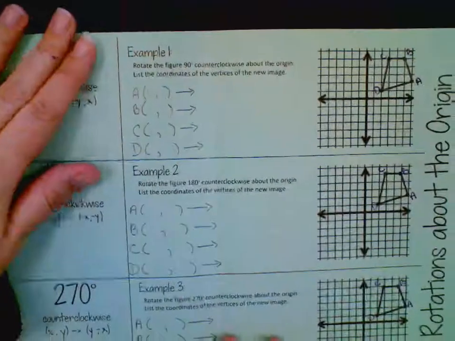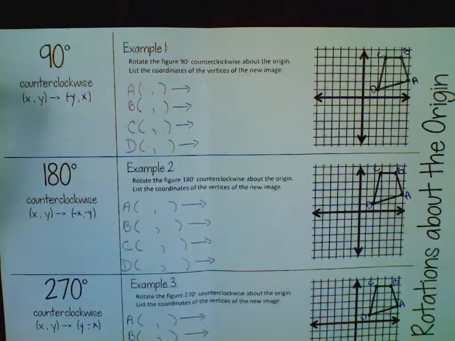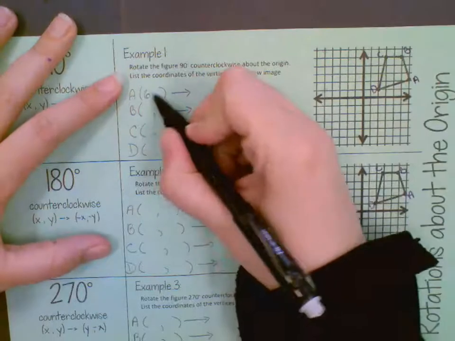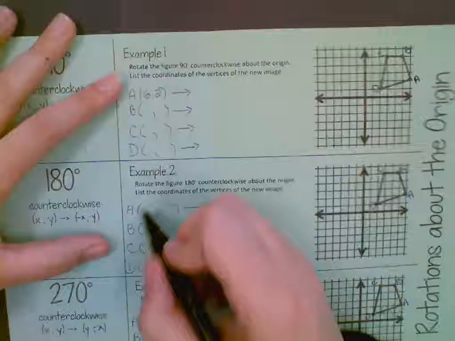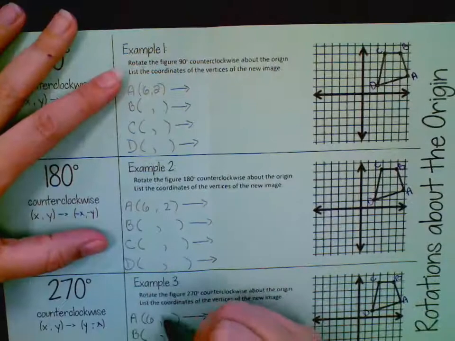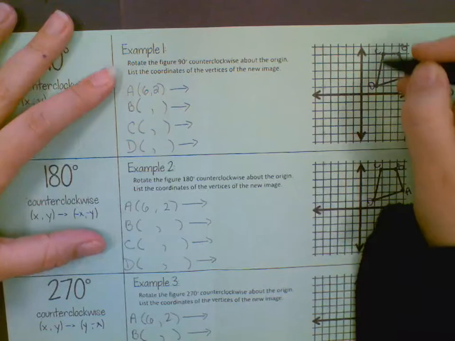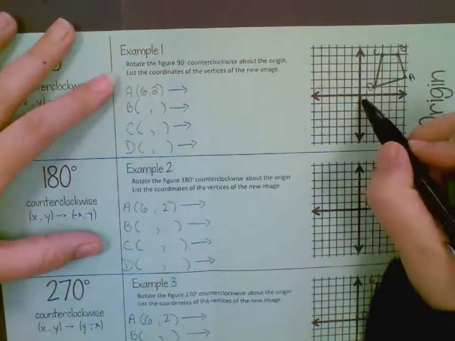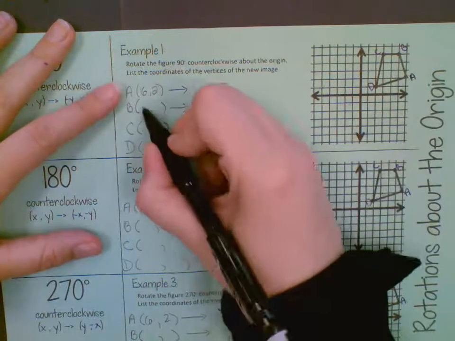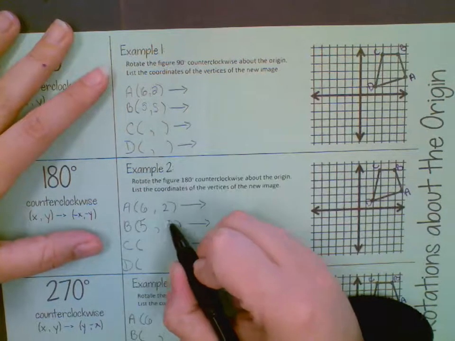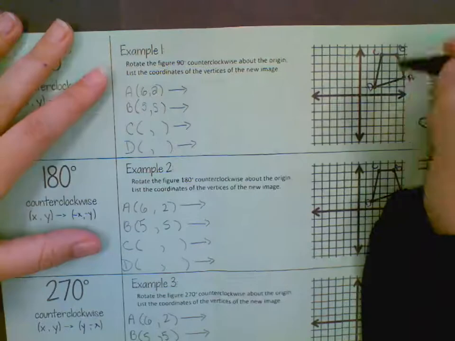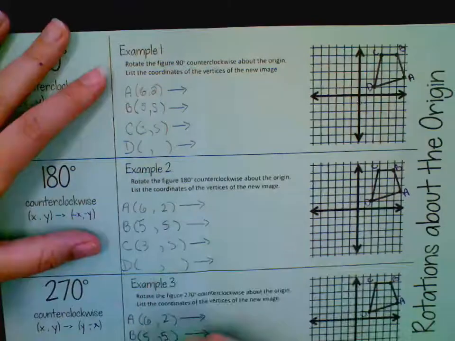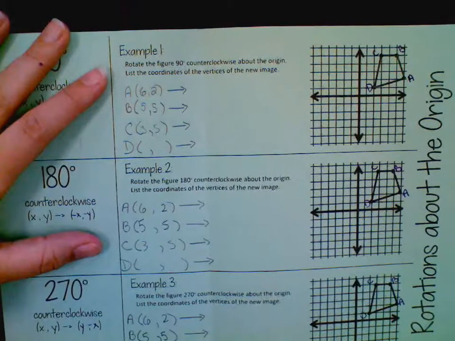Okay, so we need to figure out what our points are, and then we'll apply those transformations. So our point A is over here at 6, 2. Since we started out with the same pictures, I'm just going to fill it in for all 3. I also labeled A, B, C, D, so we would know which points we're talking about, since they weren't on there. So our point B is at 5, 5. Our point C is at 3, 5. And our point D is at 2, 1.